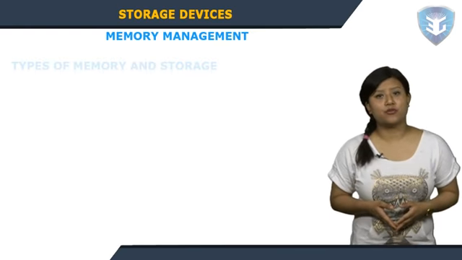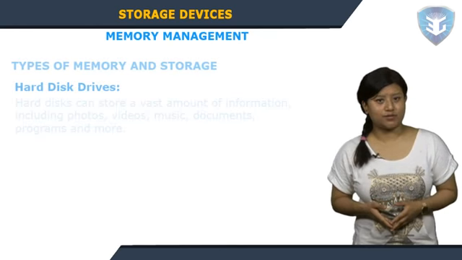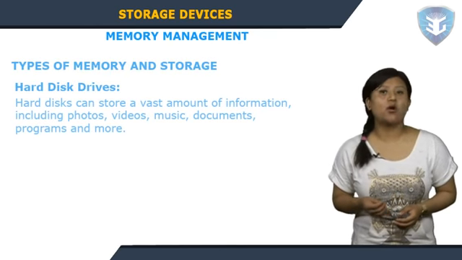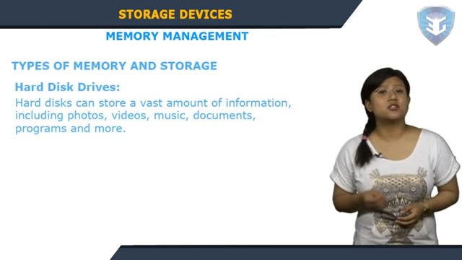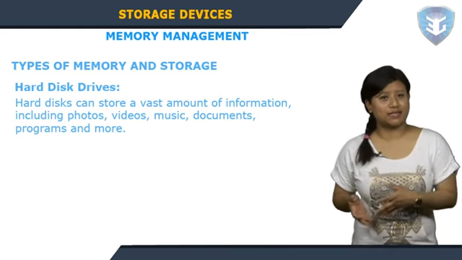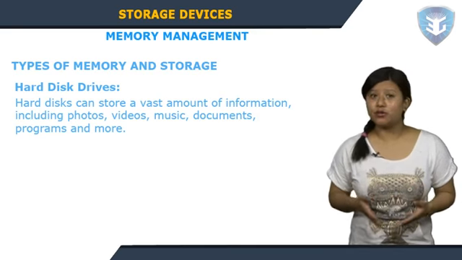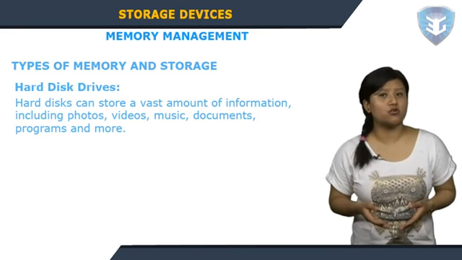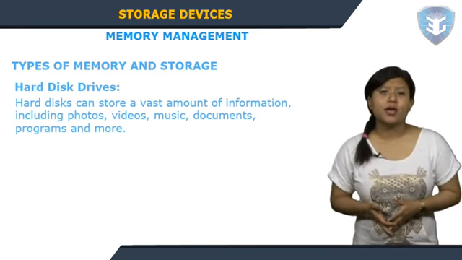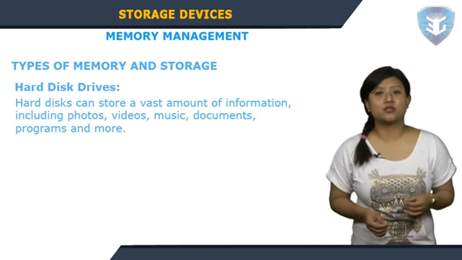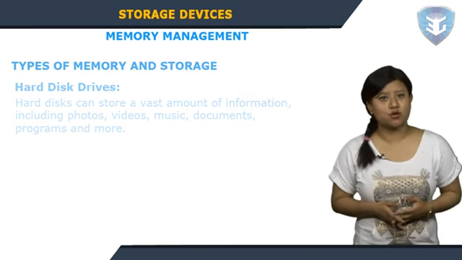The types of memory and storage. Hard disk drives. Every computer has one or more disk drives, devices that store information on metal or plastic disks. Hard disks can store a vast amount of information, including photos, videos, music, documents, programs, and much more. A computer's hard disk drive stores information even when the computer is turned off.